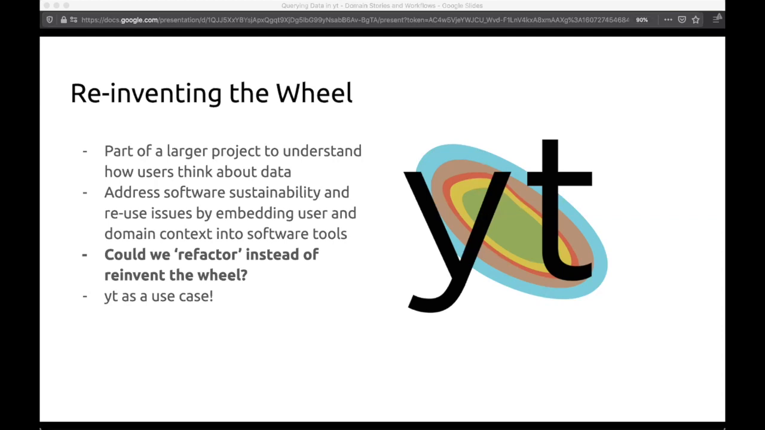So to address software sustainability and different reuse issues, Matt and I are going to attempt to not just understand, but embed how users understand data into YT and use YT as a use case. So what this is going to look like is we're going to build a layer called a domain context framework on top of YT foundations. And yeah, like I said, using YT as a use case. And hoping that, when understanding how users understand data and how a software understands data, it's easier for people to pick up that tool and then ideally jump in as a developer. When that understanding lines up, it's easier for people to do that.